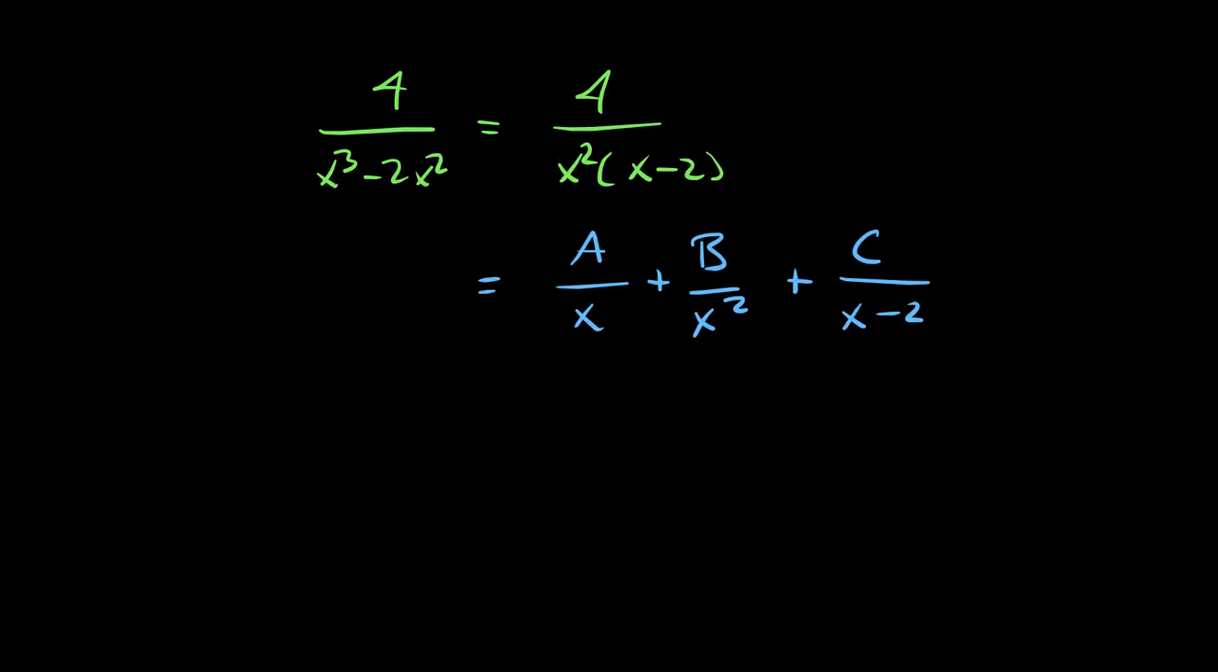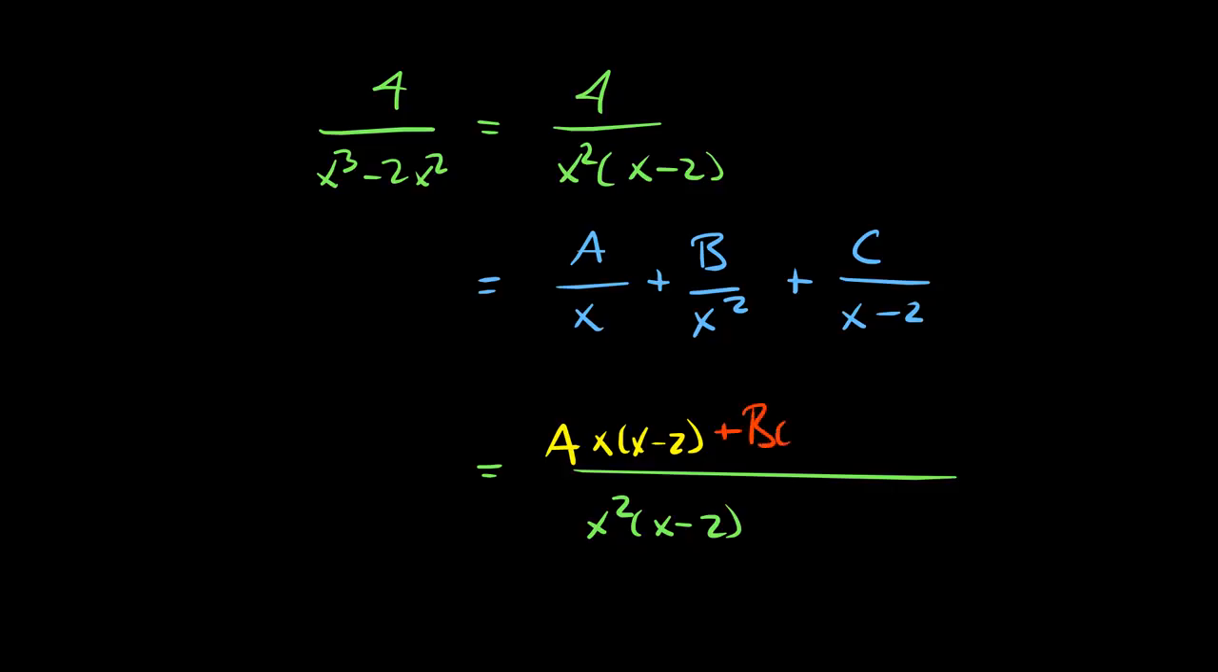Now I'm going to imagine putting these back together into one fraction that would have the same denominator that we had before. And think, what does each term need? So the A, to get back to that fraction, needs an x times an x minus 2. The B, to get to that denominator, would require just the x minus 2. And the C would require an x squared.